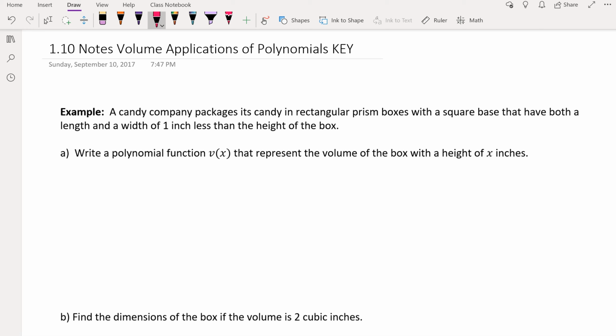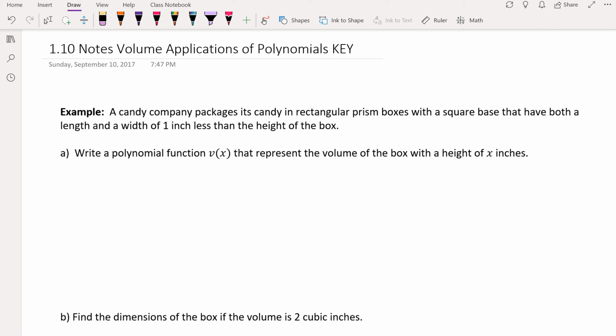All right, y'all, today we have one problem, our example problem, and we're going to be working on a topic called volume applications of polynomials. So obviously we will be working with volume today and polynomials. Let's go ahead and read through this example, annotate it a little bit, and get started.